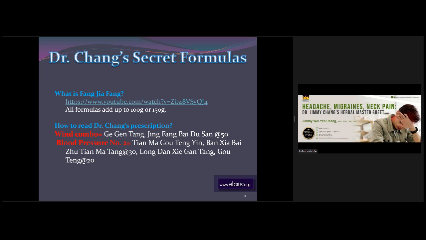But there's more formulas. There's Longdan Shegan Tang and Go Teng at 20. So this means that everything after the number 30 is 20 grams. Let me start over. Tianma Go Tengyan is 30 grams and Bansha Baizu Tianma Tang is 30 grams. Longdan Shegan Tang is 20 grams and Go Teng is 20 grams. So this equals 150 grams.